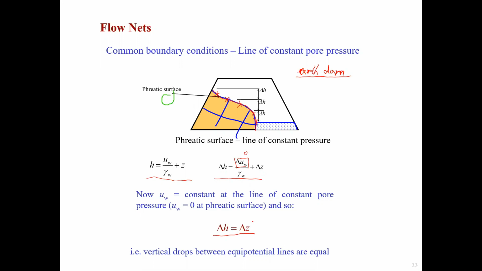So this means the vertical drop between equal potential lines, that's the equal potential line, the vertical drop between equal potential lines is equal for the phreatic surface condition. So this is one conclusion. Another conclusion we need to learn as well.